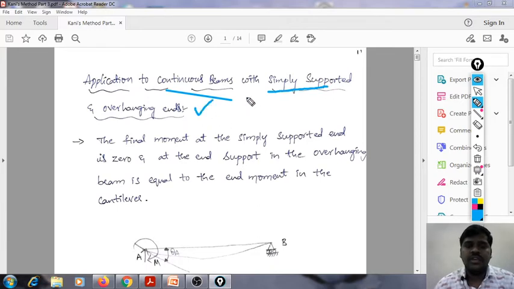In the previous videos, I have explained about the end with fixed support like this. So if we have a beam here, so if I draw with two supports, treating it as a fixed beam, the problems, the theory, and the concept regarding these fixed beams were explained in the previous videos. In this video I am going to explain the application to continuous beams with simply supported and overhanging ends.